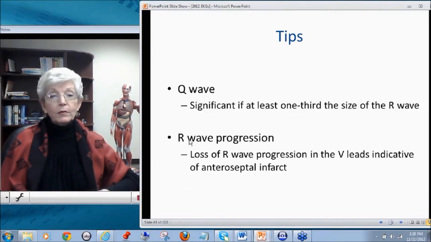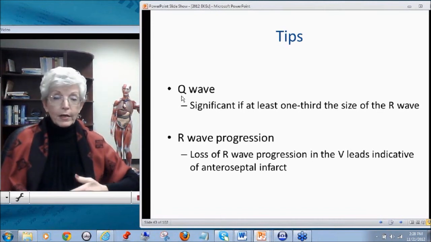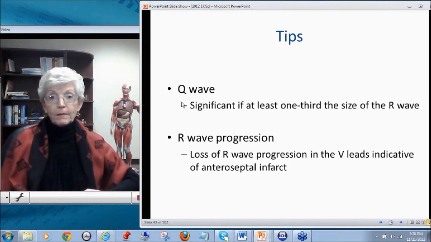Other tips, that positive Q wave. A Q wave is part of a normal QRS, but it is significant and abnormal if it's at least 1/3 the size of the R wave. So it's deeper and it's wider than a normal Q wave would be. And as I had said, loss of R wave progression across the precordium in your V leads is indicative of an anteroseptal infarct.